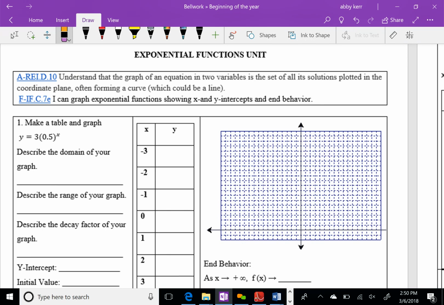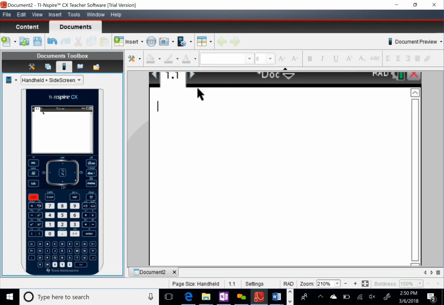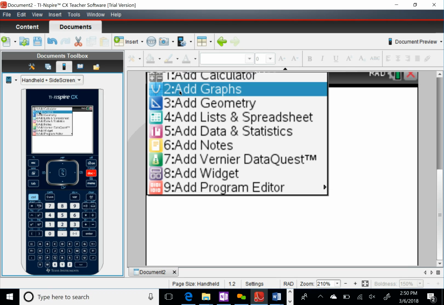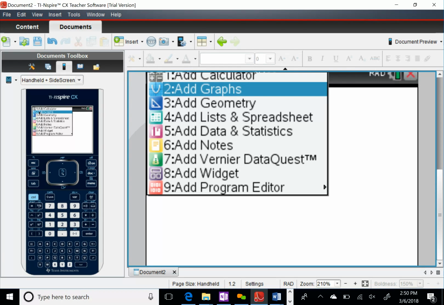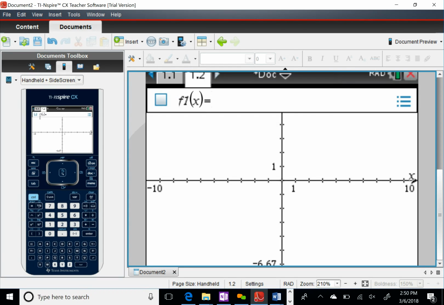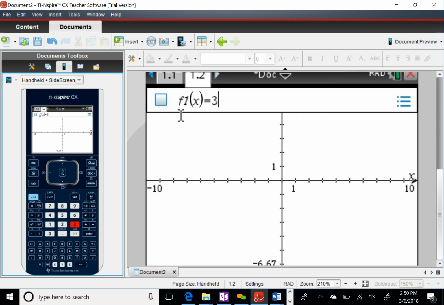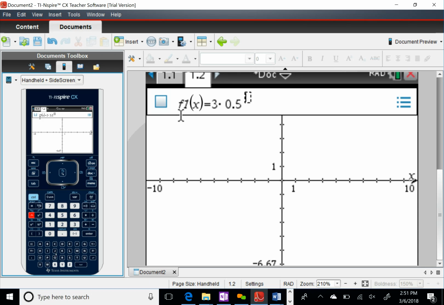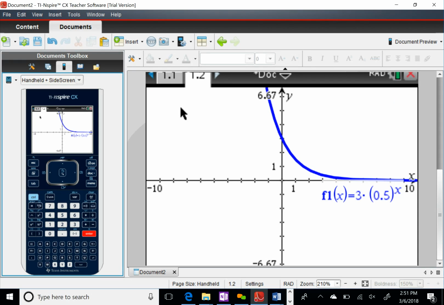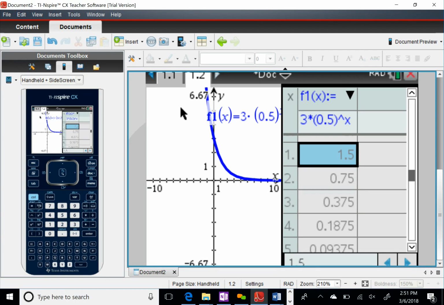So in this problem, we have y equals 3 times the quantity 0.5 raised to the x power. If you don't have a graphing calculator at home, you can use desmos.com. So it's 3 times 0.5 caret x. So you're going to get a decay model. Control T for the table.